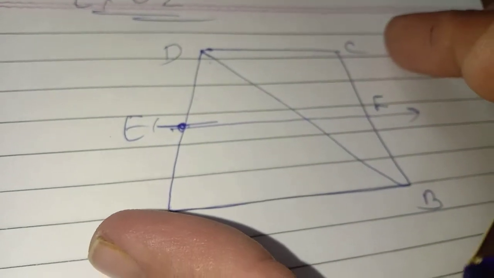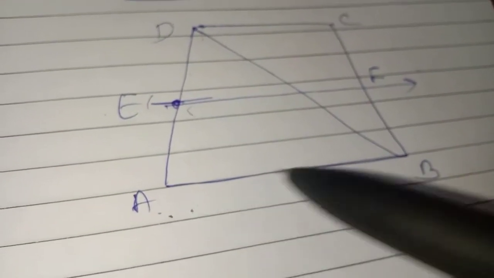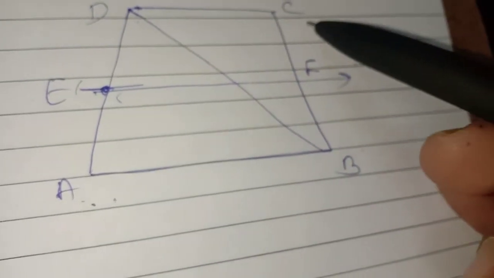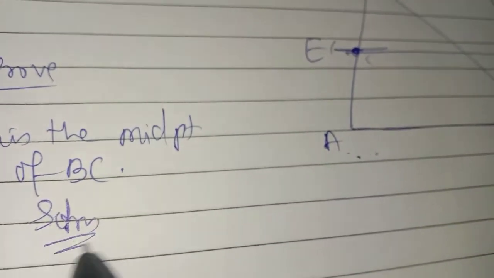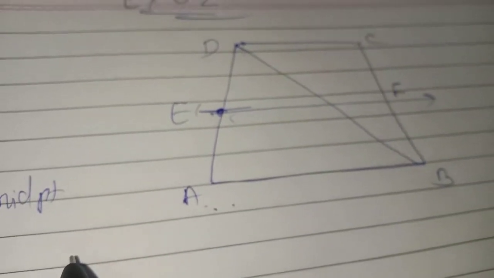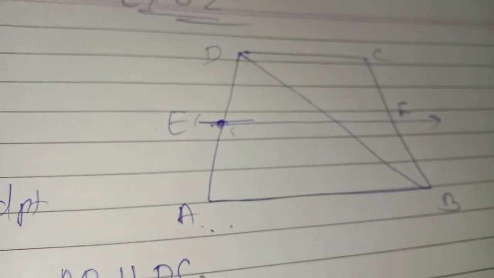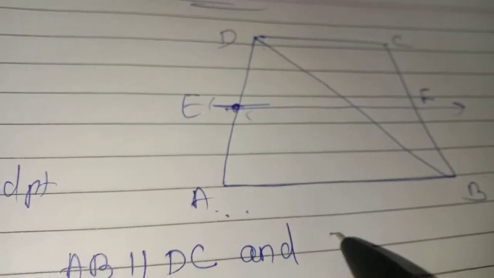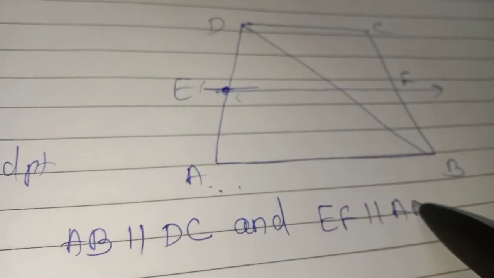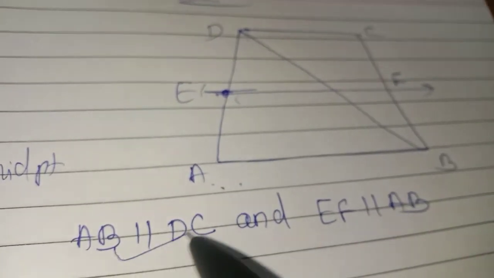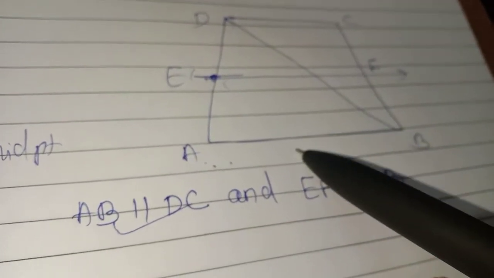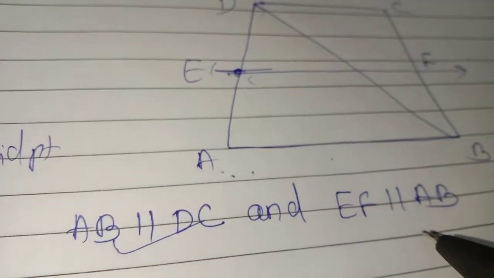Now from the question, we have given that E is the midpoint of AD and EF is parallel to AB, and we have to prove that F is the midpoint of BC. So let's start our solution. We will write here AB parallel to DC. This is the property of trapezium, that the opposite sides are parallel, and here EF is parallel to AB, given.